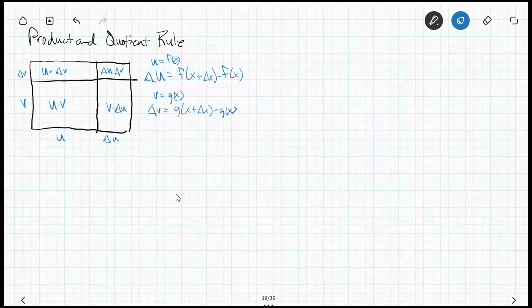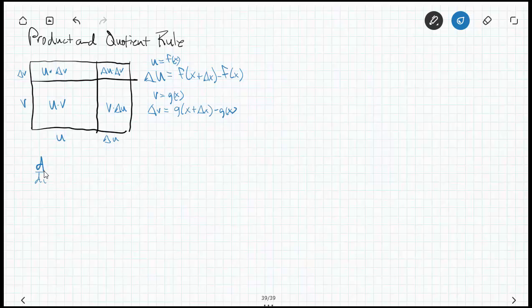We're going to talk a little bit about product and quotient rule today. Good times. Now, if you recall, we know that the derivative of a product is not equal to the product of the derivatives. Otherwise, every derivative would be zero because we know the derivative of a constant, right?